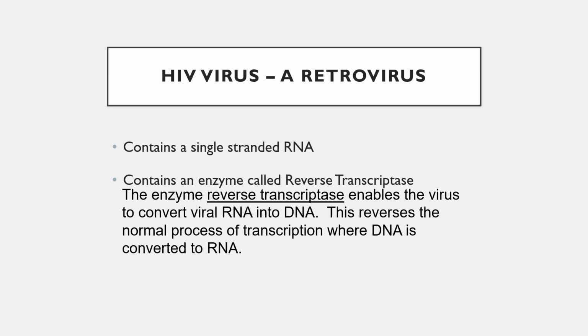The HIV virus is a retrovirus and contains a single strand of RNA. It contains an enzyme known as reverse transcriptase, and this enzyme, reverse transcriptase, actually enables the virus to convert RNA to DNA. This reverses the normal process of transcription where DNA is converted to RNA.